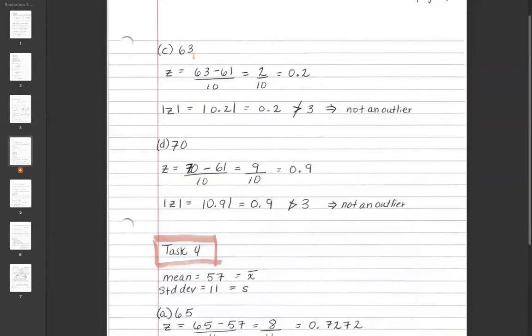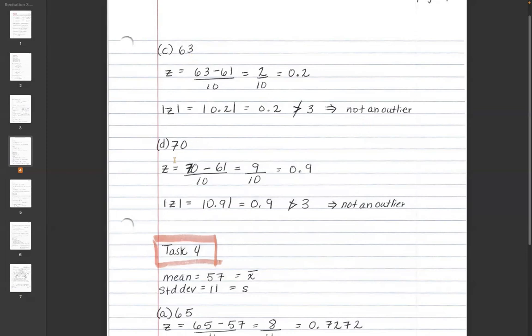Next, we want to calculate the z-score for 63. So 63 minus the mean, which is 61, divided by 10, which is the standard deviation, is going to be 2 divided by 10, which is 0.2. And then you take the absolute value, which was already positive. So that's positive 0.2. And then that's not greater than 3. So we do not have an outlier. So 63 is not an outlier.